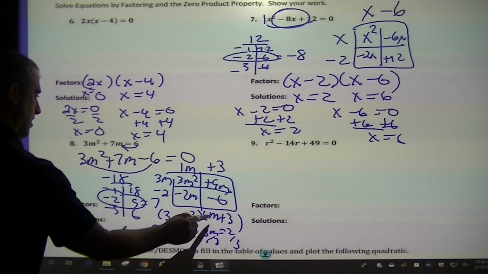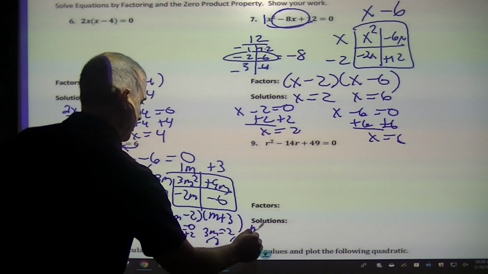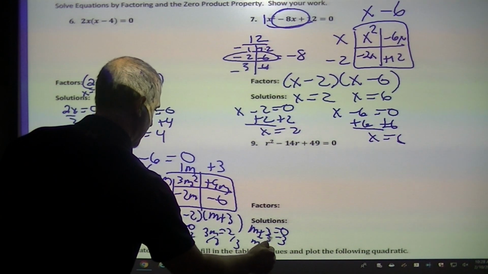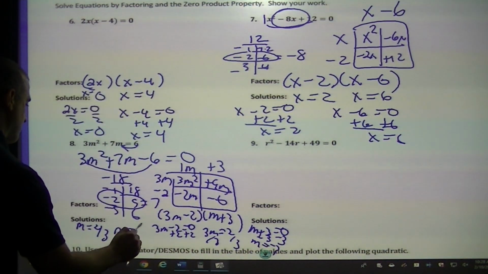Thank you. Okay, and then I solve this other one for m plus 3 equaling 0. That's going to be a subtraction of 3, so m equals negative 3. Okay, so those are the solutions.